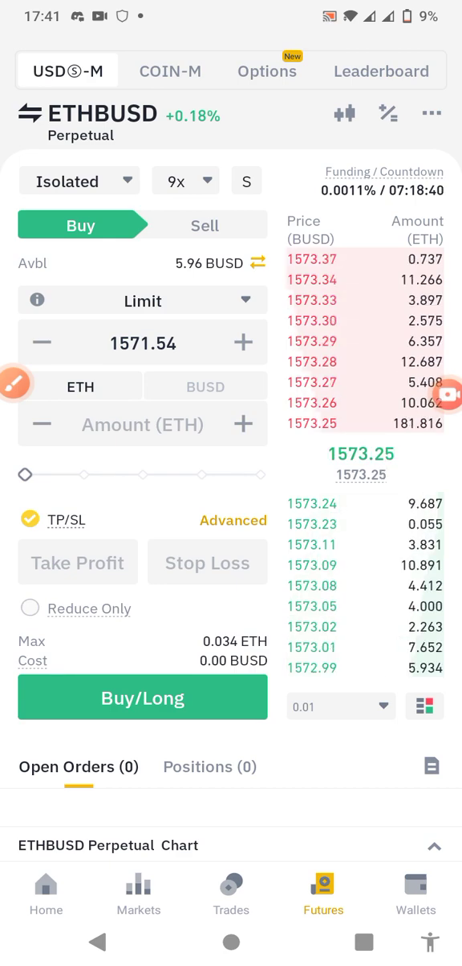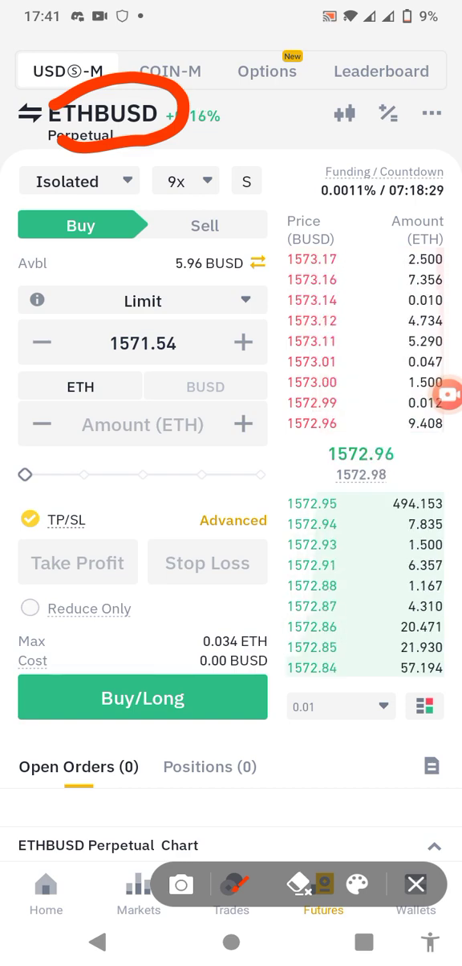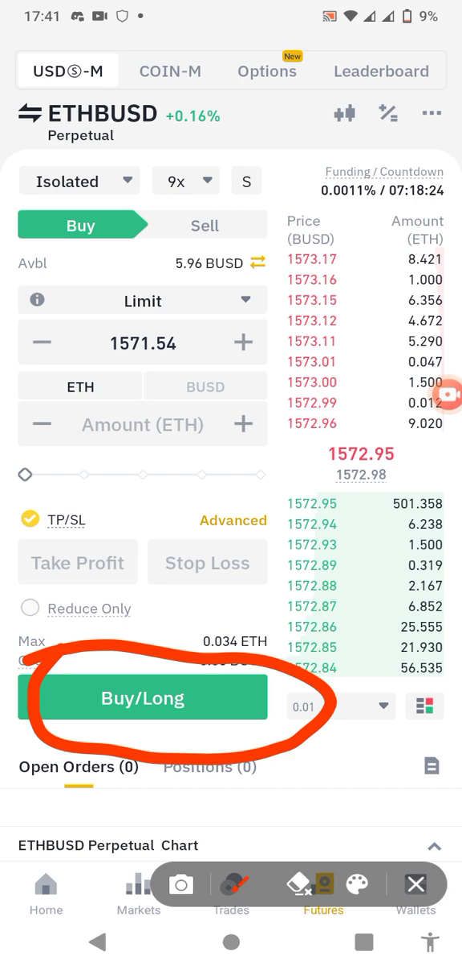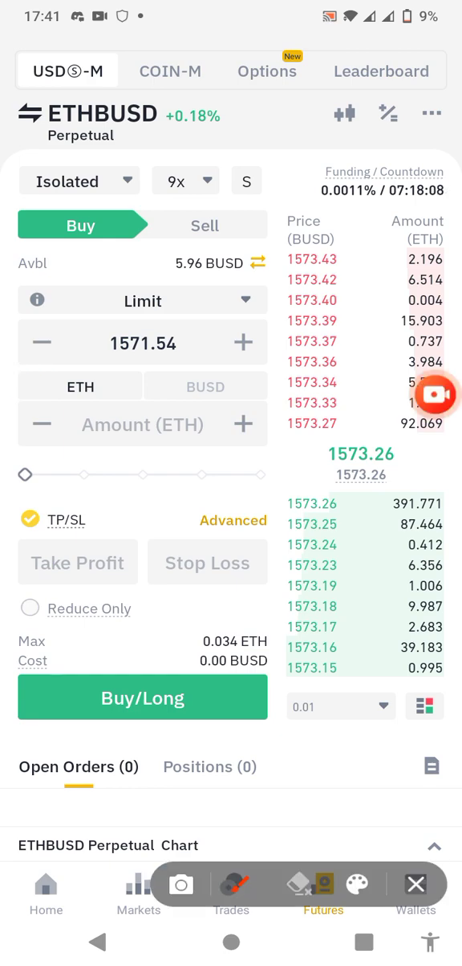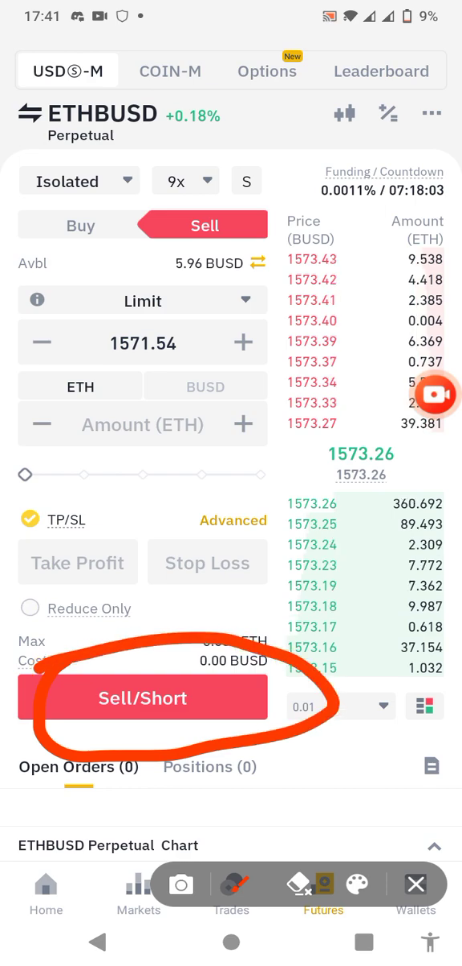So now this is it. You can see this is ETH-BUSD. That is, we are buying an ETH-BUSD contract. Futures is a contract, not the coin itself. If you are buying a long, for instance, we could see Buy Long here, right? This Buy Long means you are buying a long contract that Ethereum will rise in the nearest future. And if you click on Sell here, this is a Sell Short, which means that you are buying a contract that Ethereum will dip or dump in the nearest future. That is what it means.